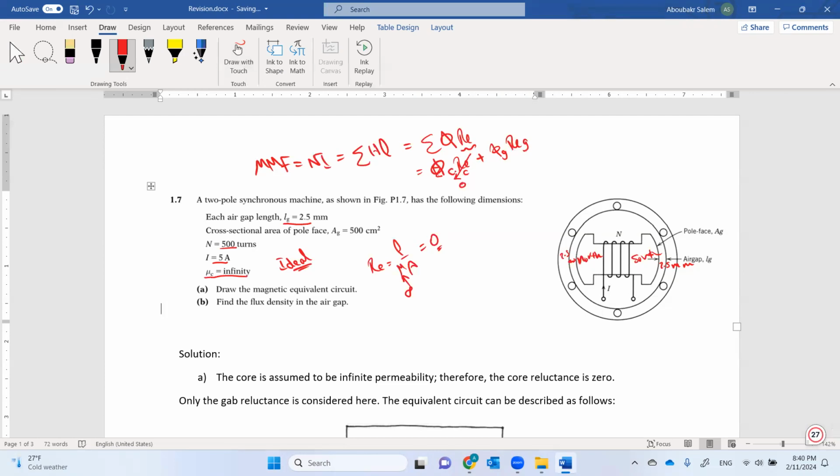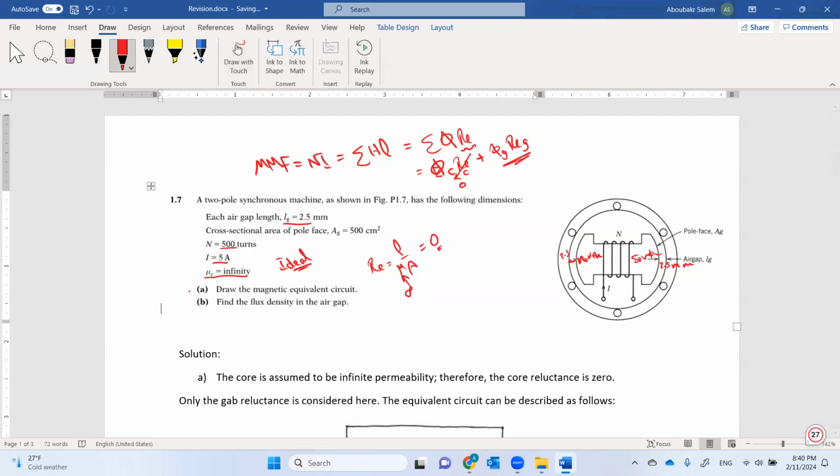And this will be the same for H. So H core times L core will be 0. Okay, so this is how we will consider the equation here. So we'll consider only the air gap in our example or our question here.